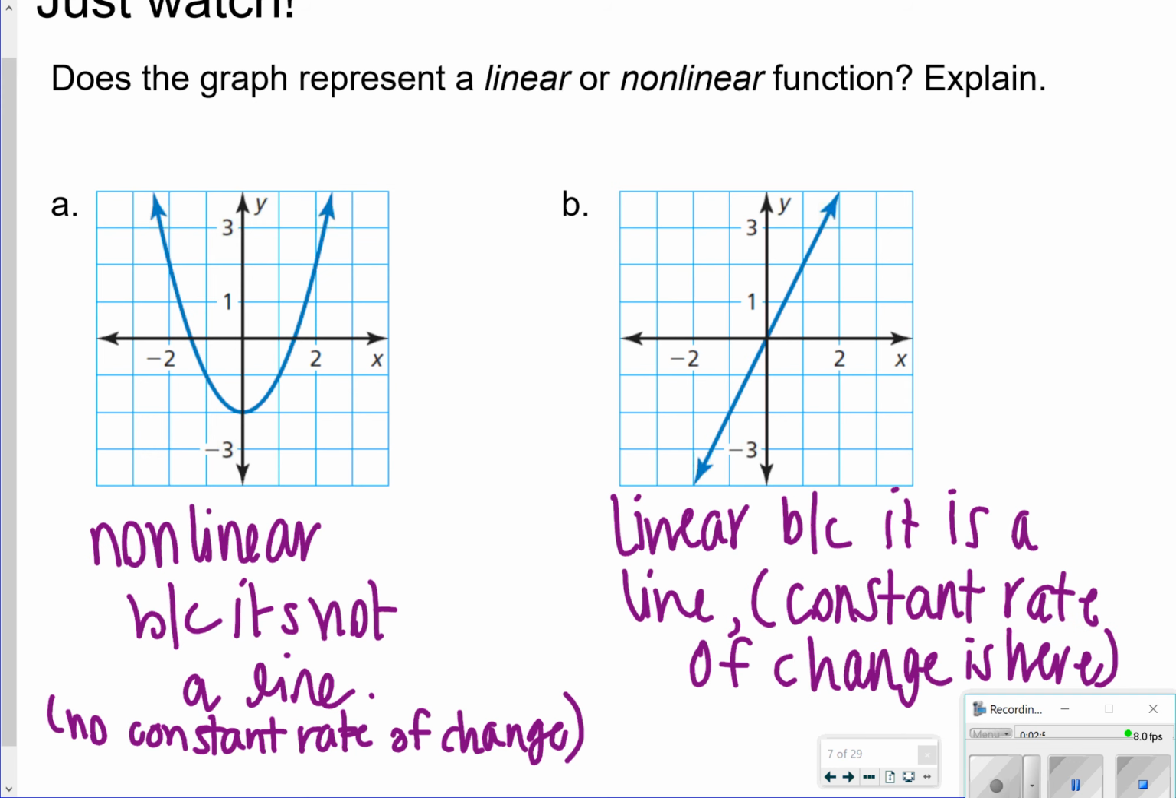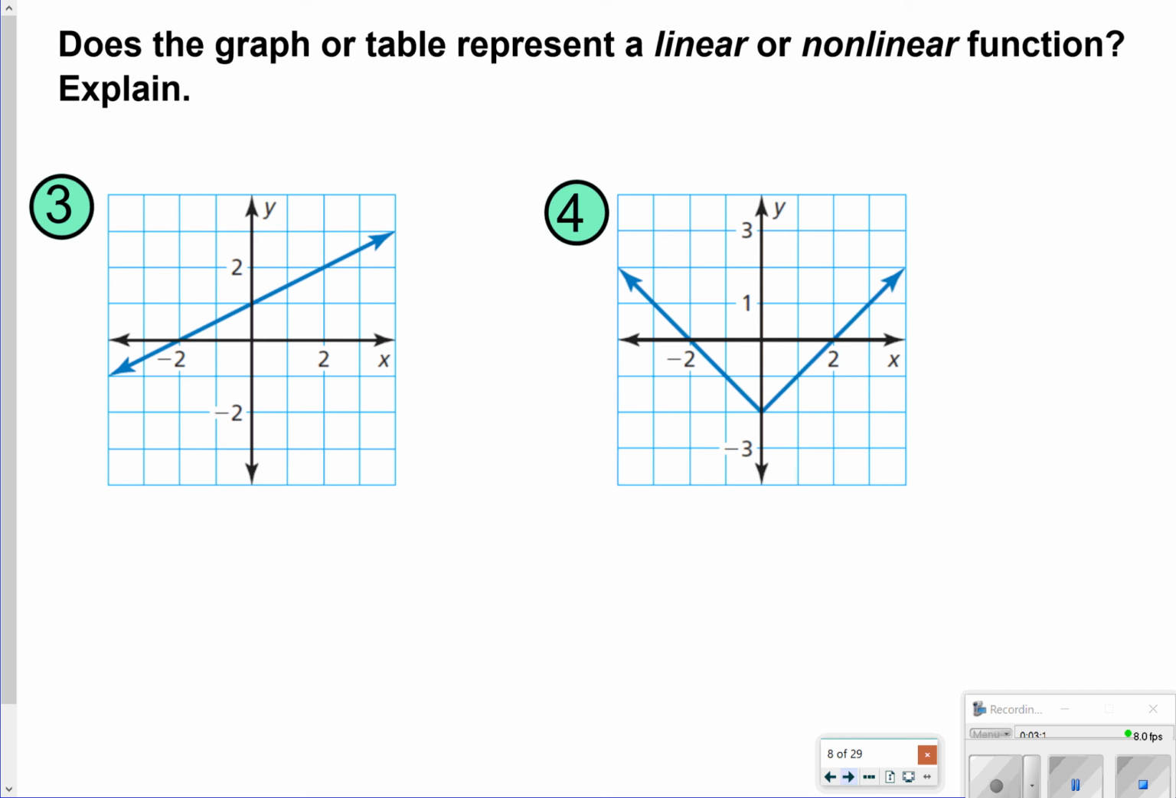Okay, so it's basically what you're writing and identifying. Either it has a line, so it's linear, or it doesn't have a line, so it's nonlinear. And remember, when it does have a line, that means it has a constant rate of change. Okay, and that's what we want for linear functions. So here are 3 and 4 that you're going to try. Let's go ahead and pause the video here so you can try them, and then once you're done, click play.